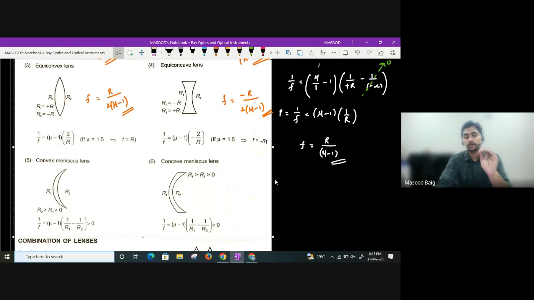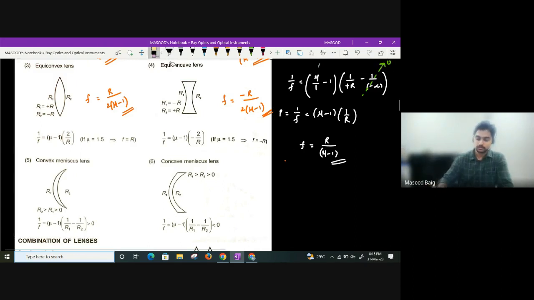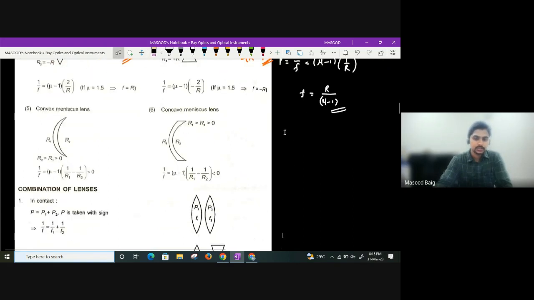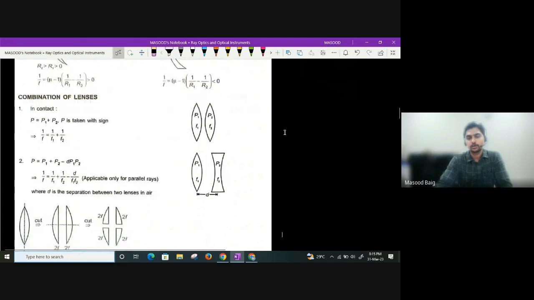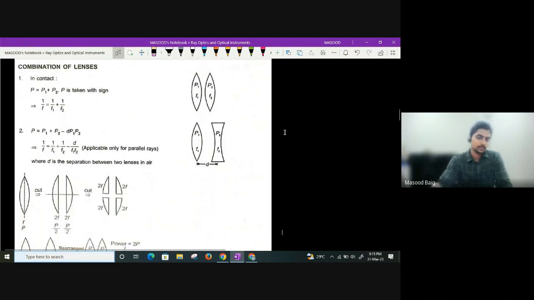Lens maker formula, very, very important, right? Many times questions have been asked based on the lens maker formula in the NEET examination. Understood, all of you? Right. Now let us talk about combination of lenses. What is the meaning of combination of lenses? Again, it is basically formulas to remember.